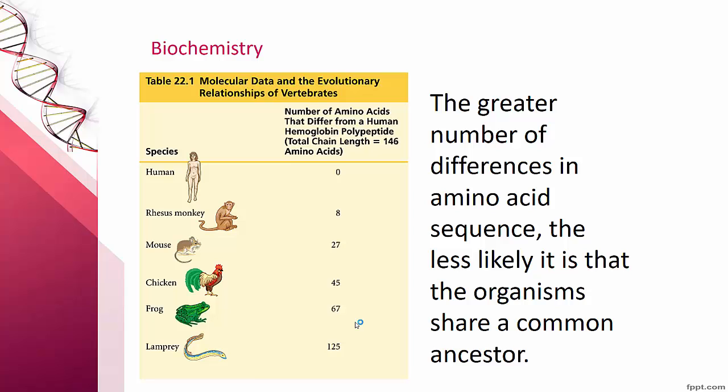125. So this suggests that the lamprey is the furthest of these examples. The lamprey is the furthest common ancestor. We share the furthest back in time common ancestor with a lamprey eel. Hopefully that makes sense.